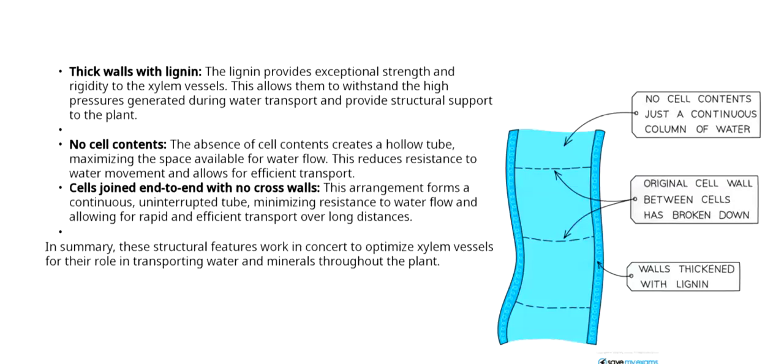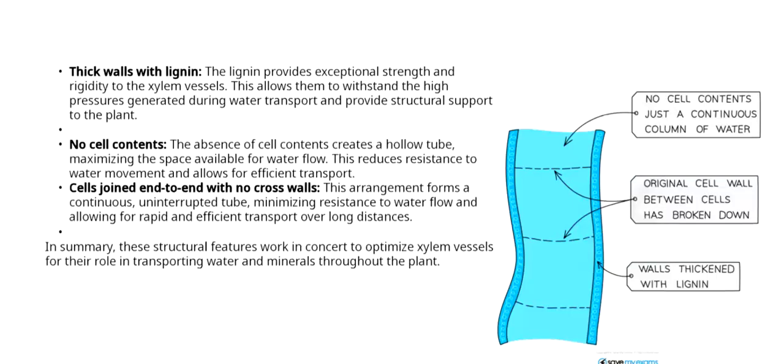No cell content, because xylem tissues are the dead tissues and they are made up of vessel cells, which are dead cells. No cell contents makes this tube hollow to maximize the space available for water flow. This reduces the resistance to the water movement and allows for efficient transport of water.